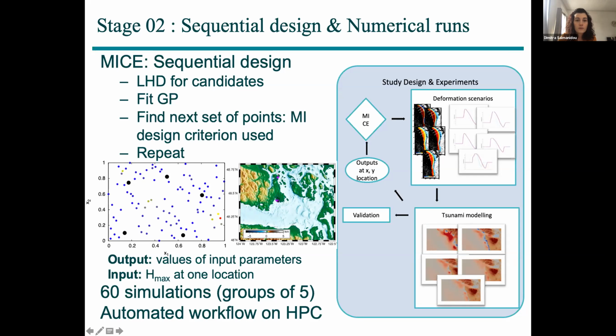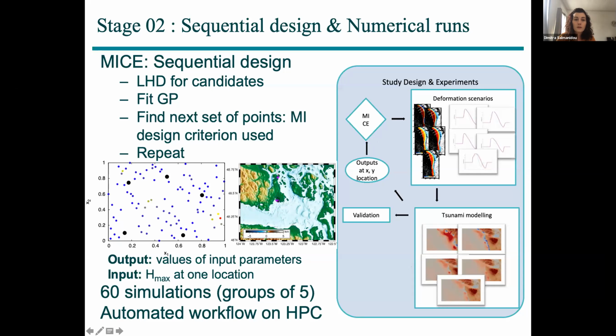So as we start with MICE, the outputs are the input values. And in this case, these are the deformation parameters. So we build the deformation shape, and then we feed this into the tsunami model to do the numerical modeling. And from that, we extract the maximum tsunami elevation at one location, which is close to the city of Victoria, and which we consider to be informative for the design. The results at this location feed back to MICE, and we continue the process again.